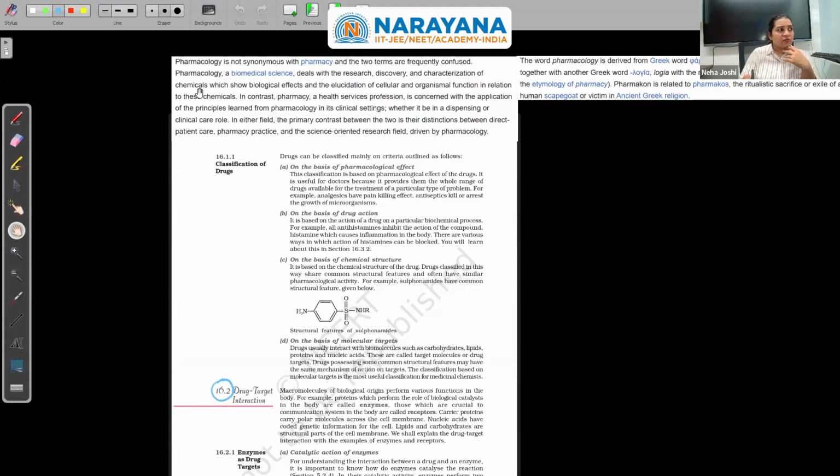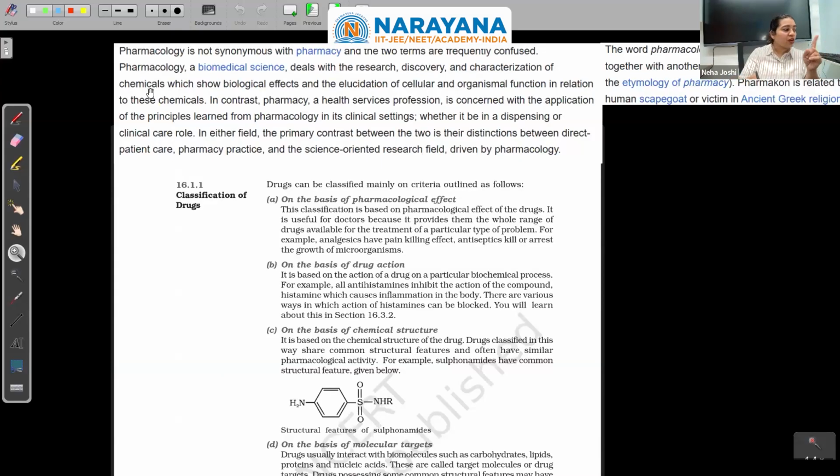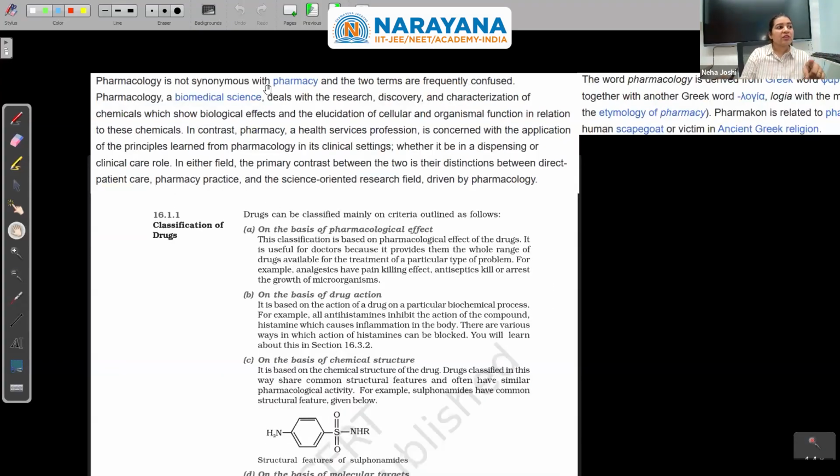What is pharmacology? Pharmacology is not synonymous with pharmacy. Pharmacy shop is different and pharmacology is different, and the two terms are frequently confused. Pharmacology is a biomedical science. It deals with the research, discovery, and characterization of chemicals which show biological effects, and the elucidation of cellular and organismal function in relation to these chemicals.